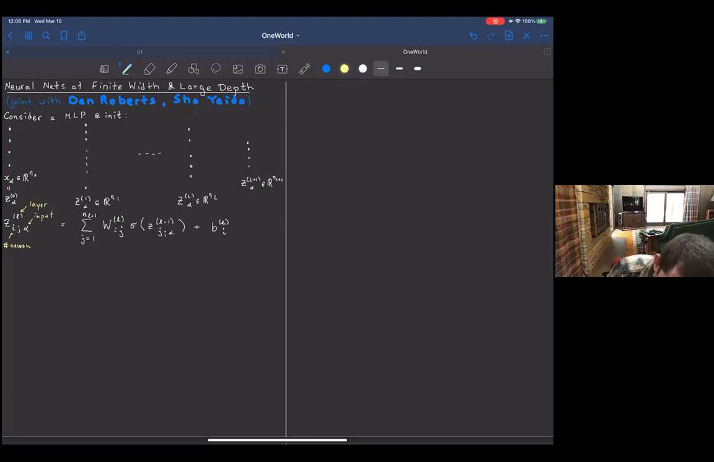The fact that I'm at initialization just says that the weights and biases are random. Specifically, the W^l_{ij} are drawn independently from a Gaussian with mean 0 and variance some constant C_W divided by n_{l-1}. This is what people usually call the Hanin normalization. This is at least the standard thing people do in practice. And then my bias b^l_i is also Gaussian with mean 0 and some variance C_B.